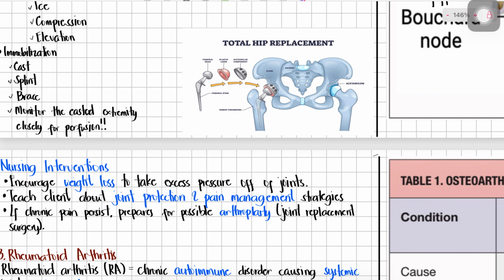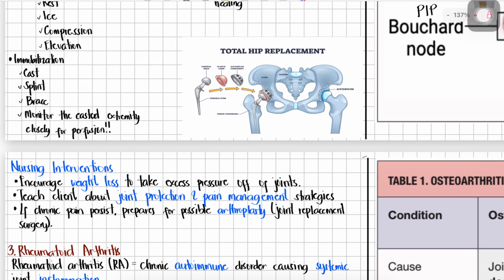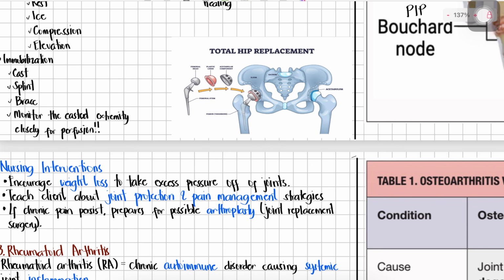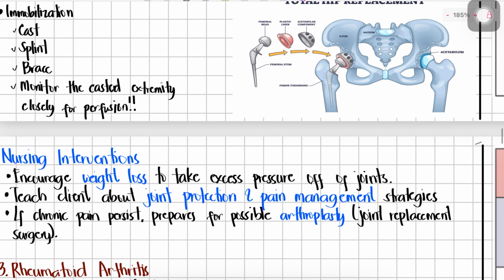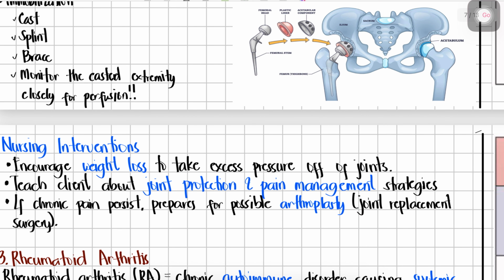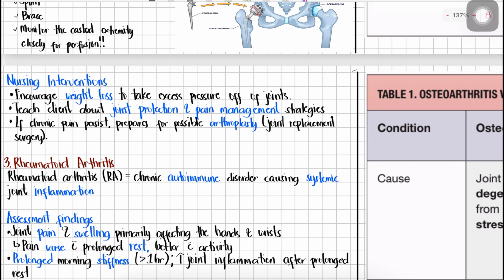Okay? Then, what else? Pain management. Okay? This includes, guys, administering analgesics, NSAIDs, and physical therapy. Okay? And if pain becomes severe, guys, the patient may undergo arthroplasty. Oh, that's the joint replacement surgery. Okay? Now, let's move on to your rheumatoid arthritis.